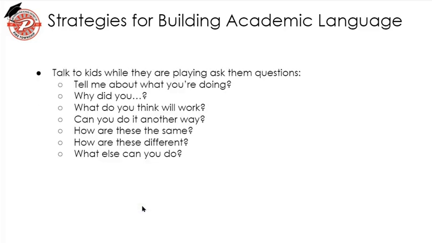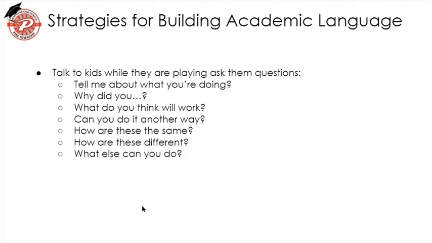Some more strategies for building academic language would be to talk to them while they're playing games. You can ask, "Tell me about what you're doing or drawing. Why did you do it this way?" If they come up against a problem, you can say, "What do you think is going to work? Can you do it another way?"